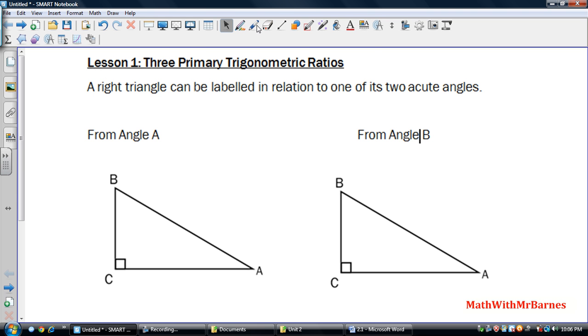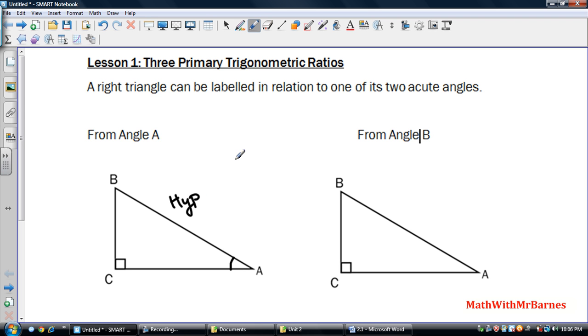So if I look at this triangle here, I'm going to label it from the perspective of angle A and then from angle B. So A being here and B being here. This guy is angle A. You probably know one of the sides of the triangle. It's called the hypotenuse. It's along the side of the triangle and directly across from the right angle. So this guy is the hypotenuse.